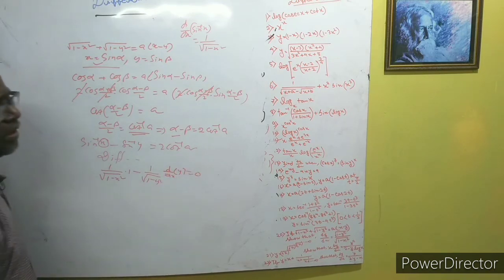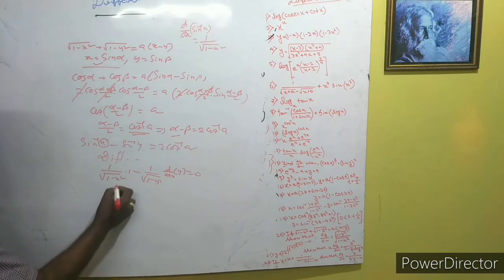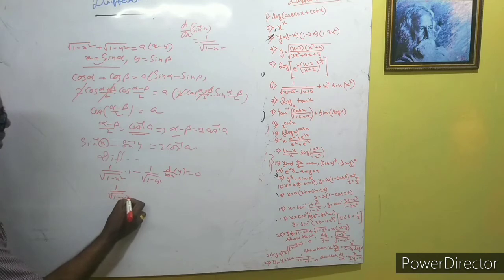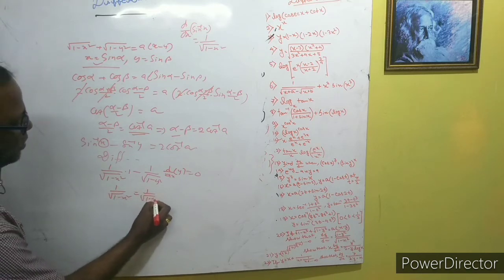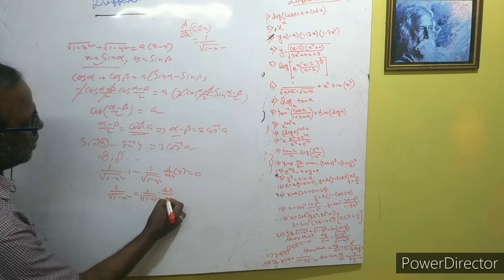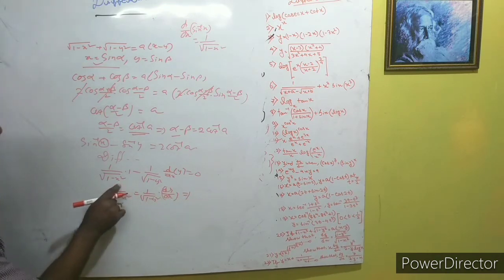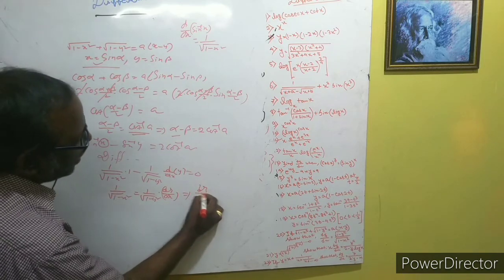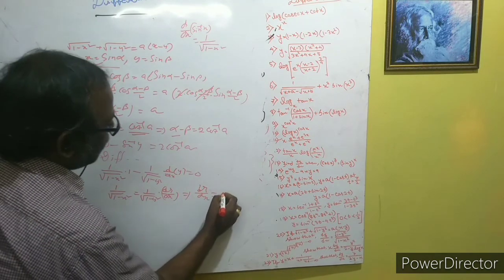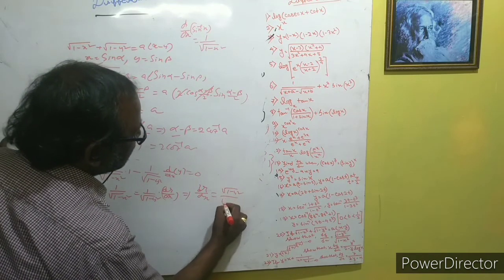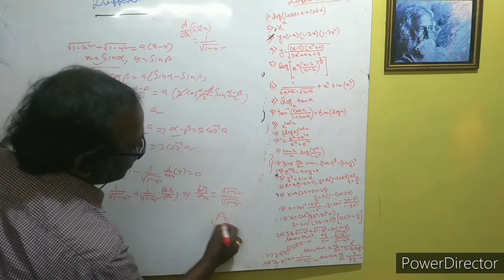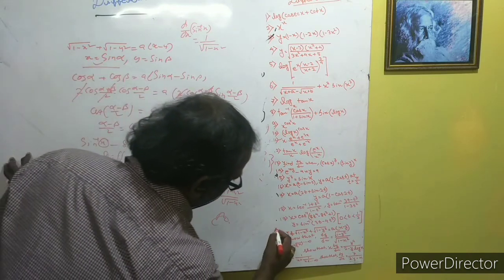So the question is to find dy by dx. Sorry, again I wrongly said. Not dy by dx, this is read as d by dx of y. So this is 1 by root over 1 minus x square, minus 1 by root over 1 minus y square into dy by dx, equal to 0. And this is transferred to the left hand side. So we get dy by dx is equal to root over 1 minus y square by root over 1 minus x square. This is your answer. And see here, this is question 20.